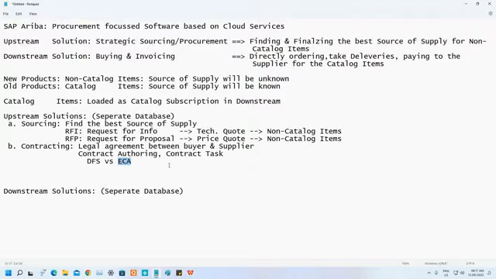Before 2016, what happened? Ariba was using DFS, desktop file syncing. Working with these documents, changing and editing them, was very, very tough. Exactly. Now, what's the issue with the DFS?